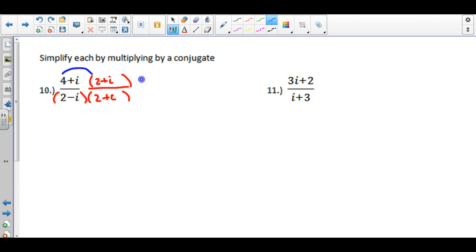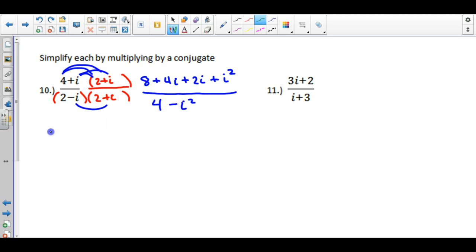So 4 times 2 is 8. I have 4 times positive i, which is positive 4i. The inside is going to be i times 2, which is 2i. And the last part is i times i, which I'm going to write as i squared. For the denominator, I take my first times my first, so 2 times 2 is 4, and then just do your last times your last. Like I said, the middle ones will drop out. Negative i times i is negative i squared.